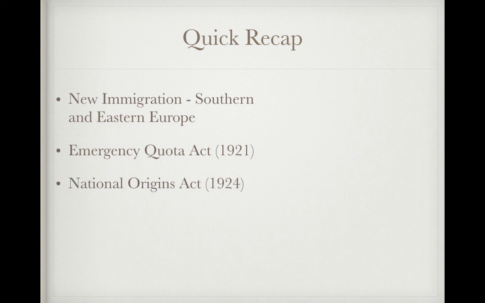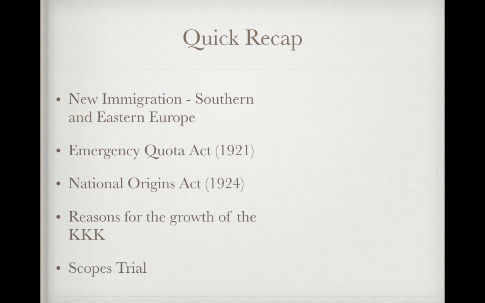All right, so let's quickly recap this video. We have new immigration in the 1920s, people coming specifically from Southern and Eastern Europe. We see the passage of the Emergency Quota Act of 1921 and the National Origins Act of 1924, both passed to limit immigration. We also see the reemergence of the Ku Klux Klan, a white supremacist, really terrorist organization in the South, but starting to spread north and also connect with politics. And we also see the Scopes trial, the debate between science and religion in the 1920s.